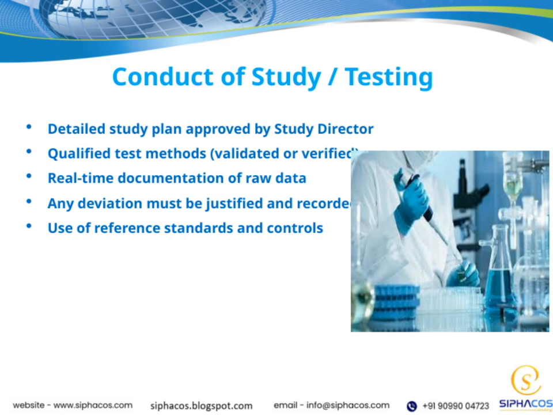Any deviations from the approved plan must be justified and recorded. This transparency is vital for ensuring the credibility of the study results. We also rely on the use of reference standards and controls. These serve as benchmarks to confirm that our methods are working correctly and that our results are consistent. Finally, all these elements come together during the conduct of the study or testing. Following these principles ensures the study is scientifically sound, compliant, and provides trustworthy data that supports our overall objectives.